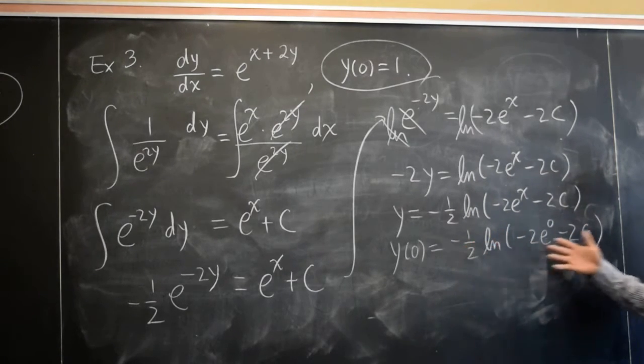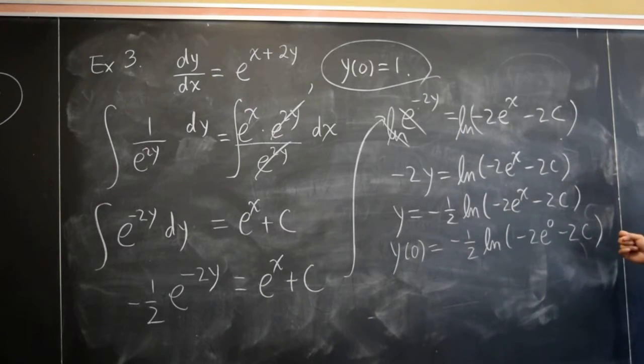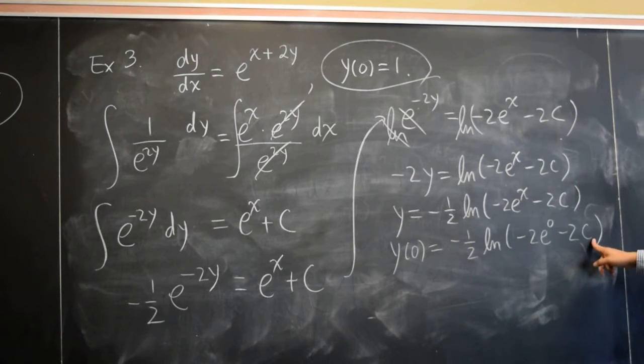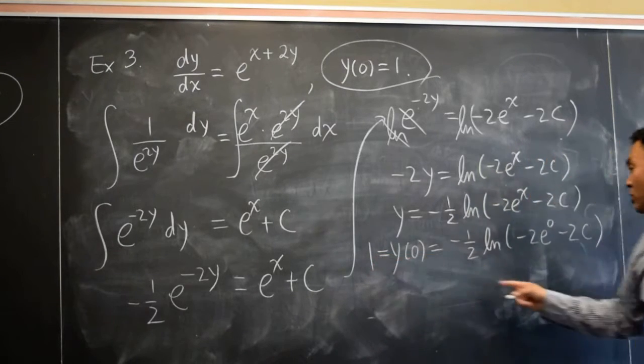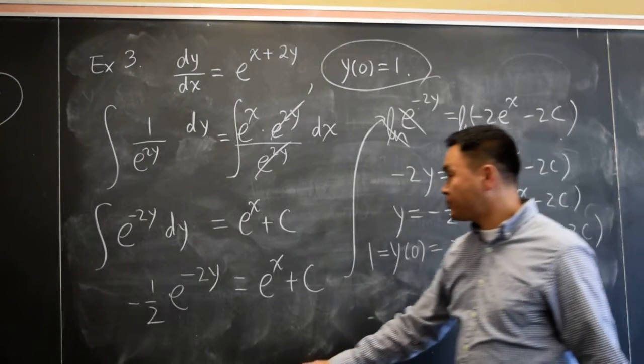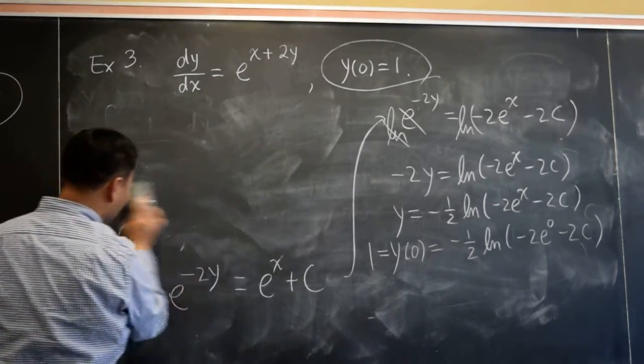You can't expect this to equal 1 for any arbitrary c. In fact, this should equal 1 only for one specific value of c. Isn't that right? So to make it equal to 1, you have to solve this for c. Okay? All right. Let's erase this part and continue.